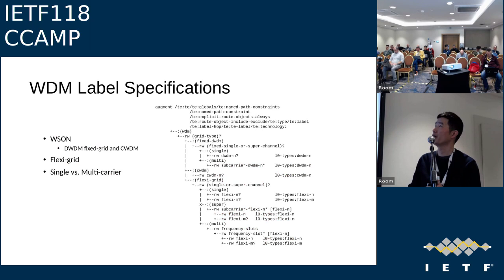Right, so here's a combined view of the WDM label specification that inherits the definition from WSON, where there's a fixed DWDM and CWDM, as well as FlexGrid from the FlexGrid label specification. There's nothing new here. It's just a combination of the two definitions together, and it also inherits the deprecated super branch from the FlexGrid. Now we have the multi, what they call choice statement in the FlexGrid label specification.